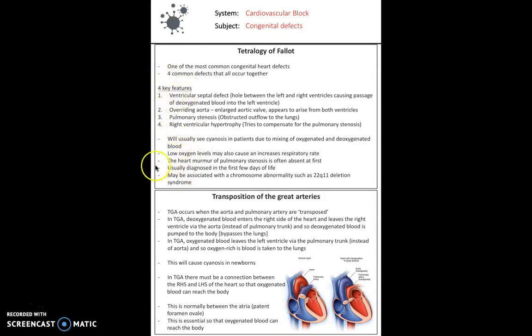You have an overriding aorta, so in other words you get an enlarged aortic valve, which appears to rise on both ventricles. Pulmonary stenosis, so of course this is a valvular abnormality. And right ventricular hypertrophy as well, which is trying to compensate for that pulmonary stenosis.